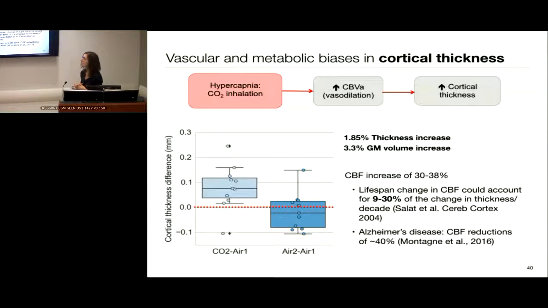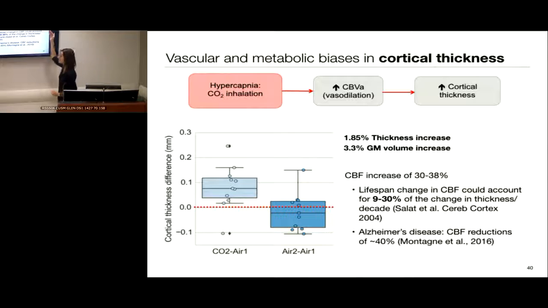The hypercapnic challenge that we gave the subjects actually caused a CBF increase of 30 to 38%. CBF is cerebral blood flow. So this is equivalent to the type of increase that you get if you're doing a visual task. If you're just looking at a checkerboard while you're in the scanner, these are the types of CBF increases that you'll get. If you're doing a cognitive task, it's more on the order of 15 to 20%, okay? But just to tell you, this is a normal physiological range.